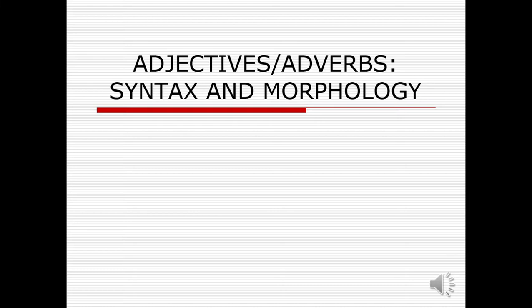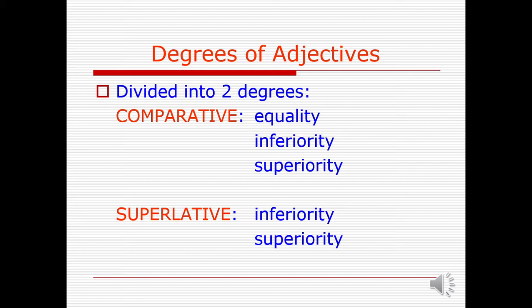Hello. Today we're going to talk about adjectives and adverbs, their syntax and their morphology. Adjectives have degrees. We have two kinds of degrees, comparative and superlative. In the degree of comparative, we can have equality, inferiority, or superiority. In the degree of superlative adjectives, we have inferiority or superiority.